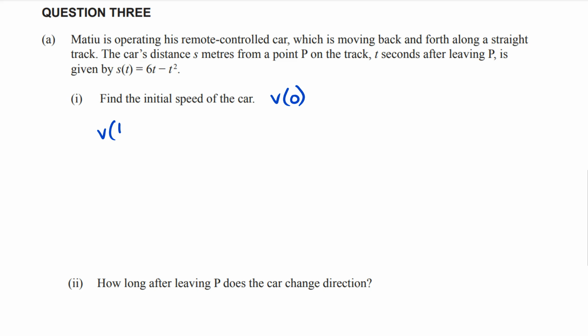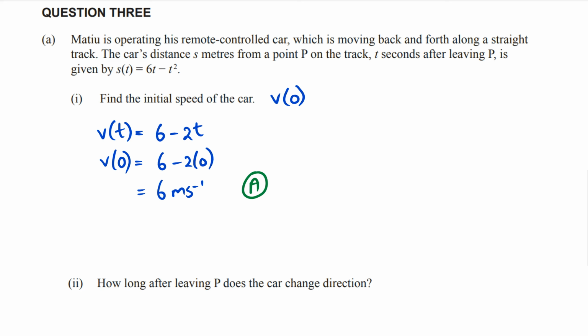So the velocity function, when we differentiate s of t, we get 6 minus 2t. Then v of 0 is equal to 6 minus 2 times 0, which equals 6 meters per second. So grades wise, nice Achieved question. The next question asks, how long after leaving P does the car change direction?